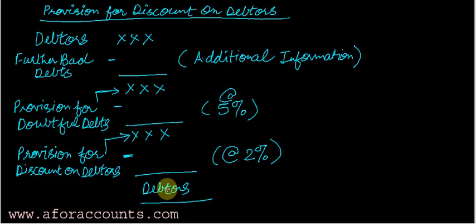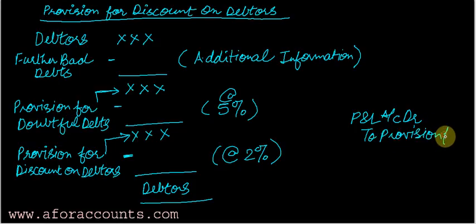What will be the entry for this? The entry will be profit and loss account debit. My expenses are increasing because I am creating provision for discount on debtors. So profit and loss account debit to provision for discount on debtors. Provisions always have a credit balance.